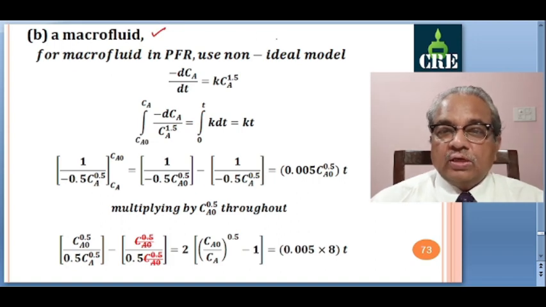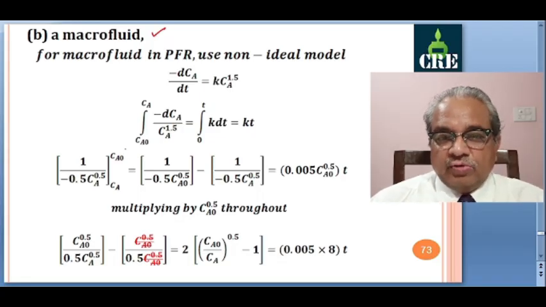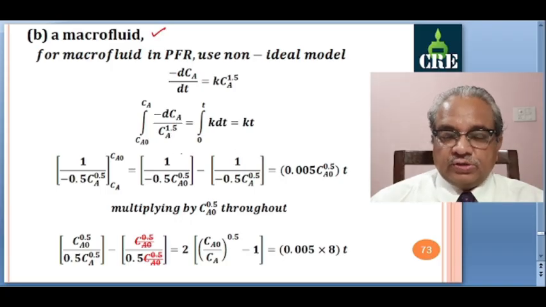So we have to use a non-ideal model. Minus dCA by dt equals K Ca raised to 0.5, again this is K t. This becomes 1 minus 0.5 Ca raised to 0.5. Now this minus sign I have used to reverse the order of integration from Ca to Ca0. In the earlier case I have not replaced it. That is your choice. Whether you change the sign or not, if you carry out the further computations properly, there is absolutely no problem.